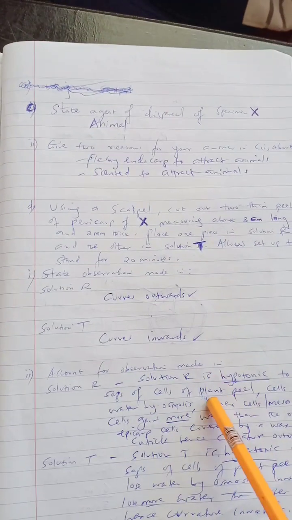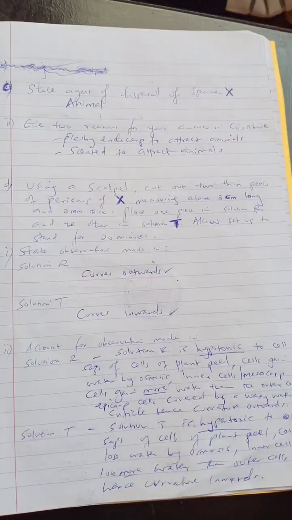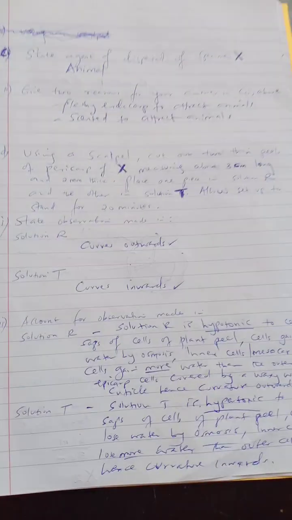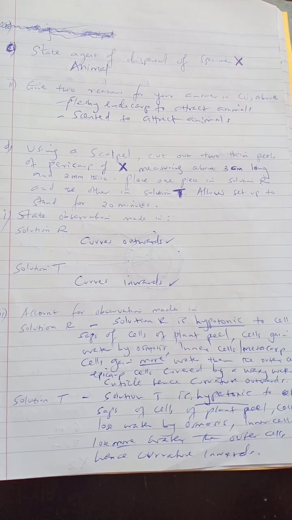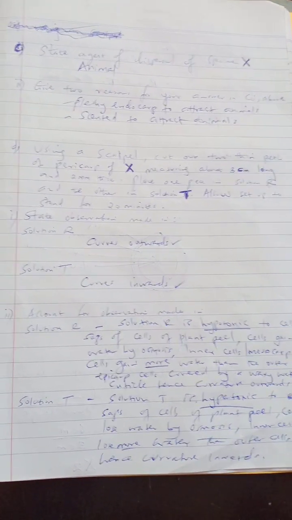For the first one, the mesocarp curves outwards. It's because of gaining and losing of water by osmosis. The epicarp is usually covered by what? A waxy waterproof cuticle. So the epicarp cells are not really affected by loss or gain of water compared to the mesocarp cells.